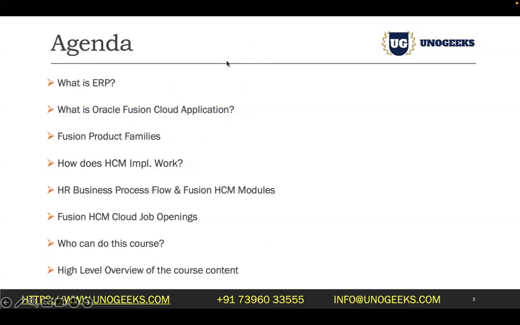Then we try to understand how an HCM cloud implementation project works. What are the parties involved there? Who does what? I'll give you a high-level overview of how the implementation projects work. And then we'll briefly see how the HR business processes flow, and what modules Oracle has given in Fusion Cloud to cover those HR processes. So we try to understand the HR business processes that clients typically have and how Oracle HCM modules help clients manage those business processes in cloud.